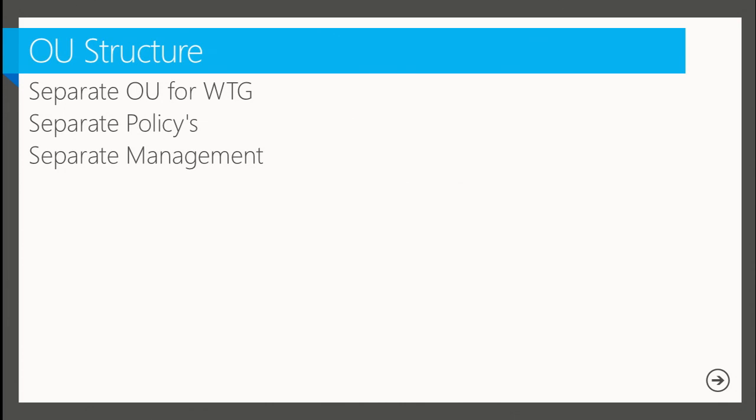We talked about the separate OUs for Windows To Go devices, and we talked about separate policies. We also have separate management, for Configuration Manager now detects if you do have a Windows To Go device, so it can actually be managed by a Configuration Manager system if you want to do that.